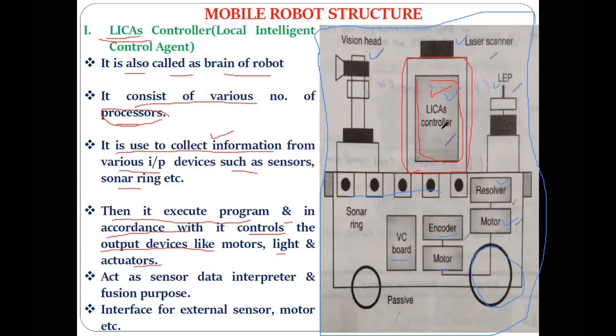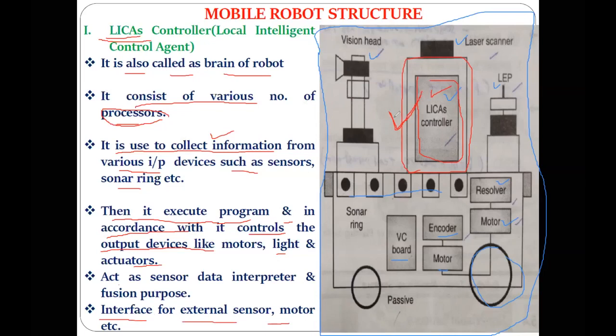After it receives the information, it does the processing of that information, and after processing, it performs some action, and that action is performed with the help of the different output devices like motors, lights, actuators, etc. Can we call the LICA controller a sensor interpreter? Yes, because it is interpreting the information it receives from the different kinds of sensors. We can also consider it an interface for the external sensors and motors, etc.